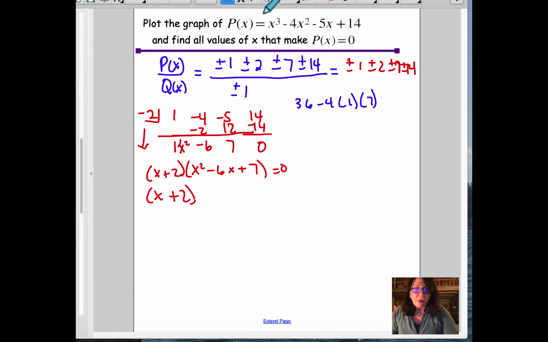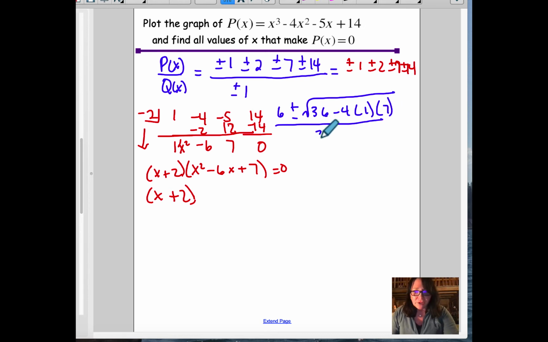So we're going to use the quadratic formula, and I'm going to finish it off here. So this is 36 minus 4ac. So I'm just going to do this. 6 plus or minus, all over 2a. And so I'm going to get 6 plus or minus 36 minus 28 is 8. So the square root of 8, all over 2.